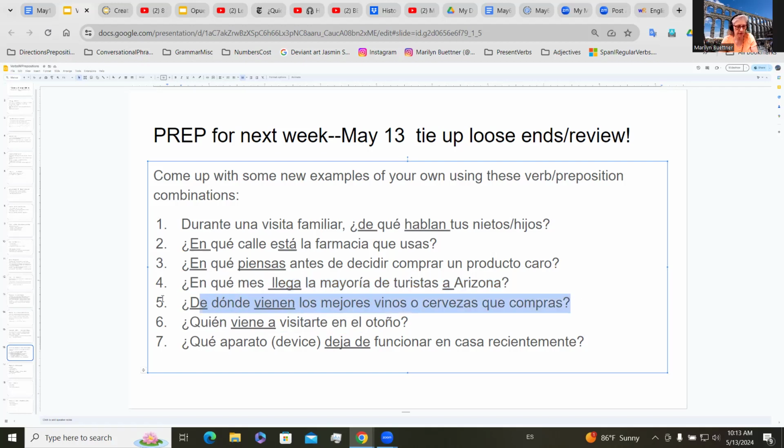Venir might use a couple of different kinds of prepositions. Venir might use de when you're emphasizing where somebody is coming from. Venir might use a when you're saying what somebody is coming to do. So let's look at venir with de. We're talking about origins if we combine venir, to come, with de. ¿De dónde vienen los mejores vinos o cervezas que compras? Los mejores vinos que compro vienen de Francia. Bien. Ok. Otra idea.